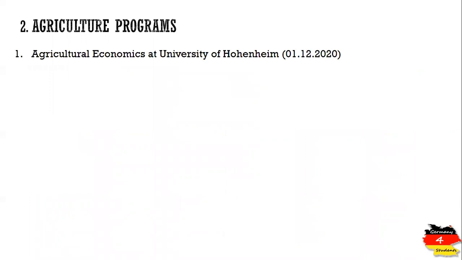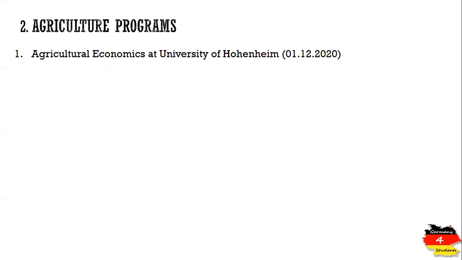So the first program for which you can apply is agricultural economics at University of Hohenheim. The deadline will be mentioned in brackets always. So I have listed the name of program, I have listed the name of university, and I have listed the deadline. The deadline will always be in the brackets. So the deadline for this particular program is 1st of December 2020.